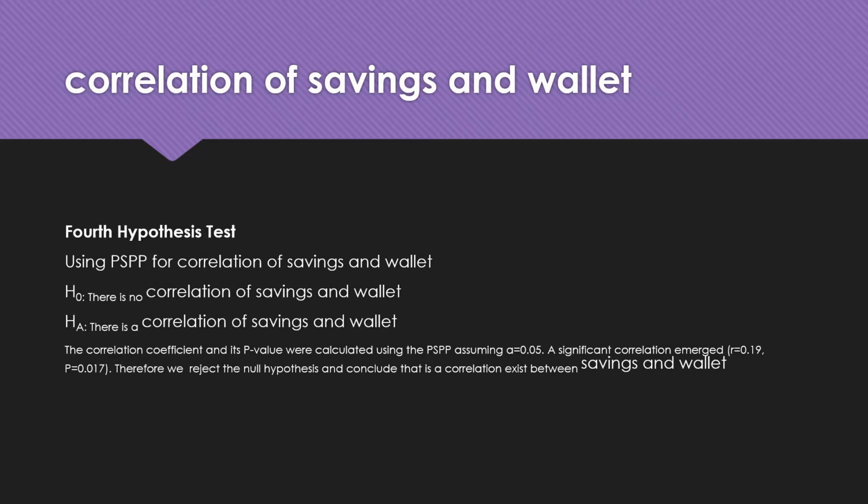The fourth hypothesis test was conducted to show whether there is a correlation between savings and wallet, and the null hypothesis states that there is no correlation between savings and wallet, and the alternative hypothesis states that there is a correlation between savings and wallet. After the correlation coefficient and its p-value were calculated using the PSPP, a significant correlation emerged, and therefore we reject the null hypothesis and conclude that there is a correlation between savings and wallet.